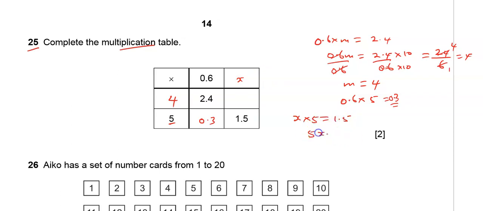So 5x is 1.5. Divide both sides by 5. So we get x is equal to, of course, 1.5 divided by 5, which is 0.3 as well. So this x here is 0.3. So 4 times 0.3, 0.3 times 4, this gives us 1.2. 1.2 goes there. So we have completed the multiplication table.